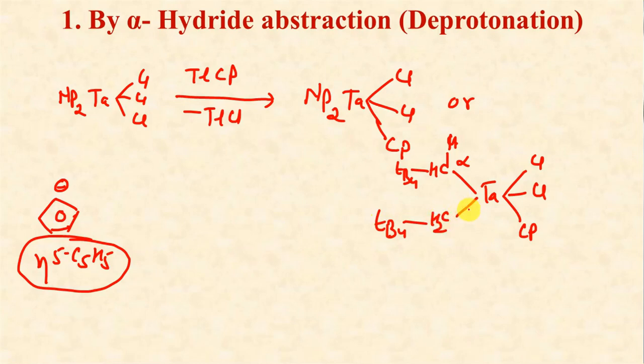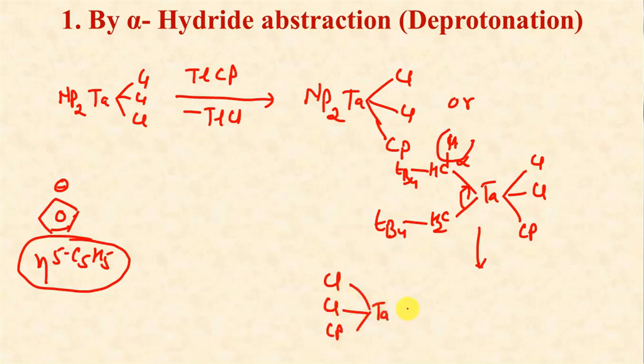So again, in a similar way, hydride and this neopentyl substituent is lost from this position. What will we get? We will get Cl, Cp with Ta double bond CH and tertiary butyl substituent. So this is the second example in which we are doing the same things which we have discussed in the last example.